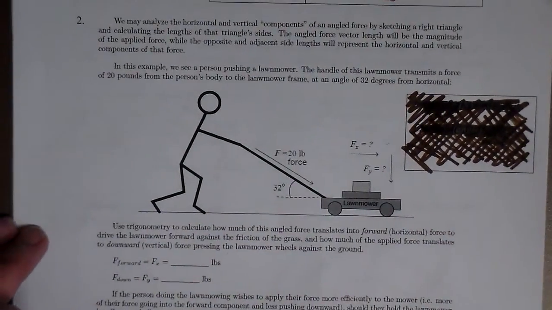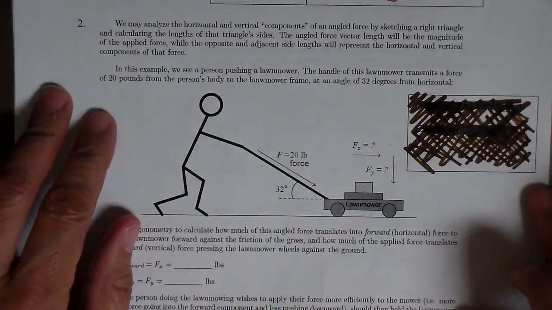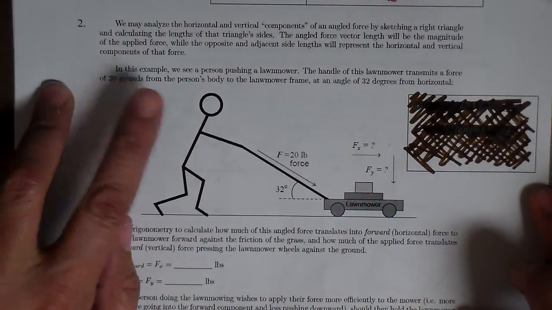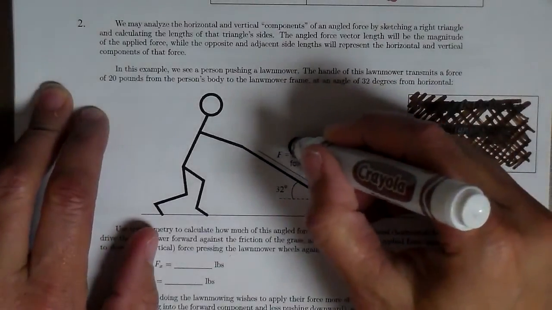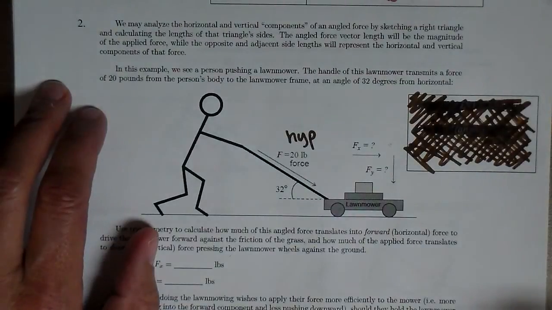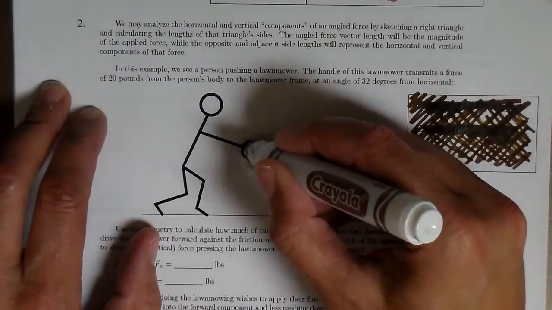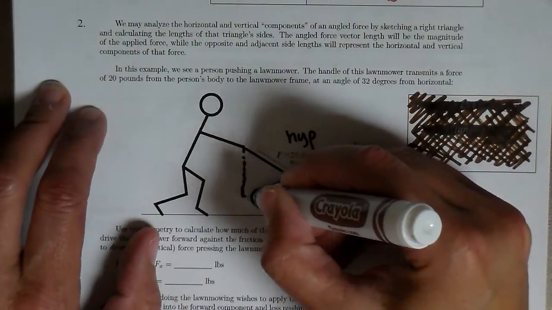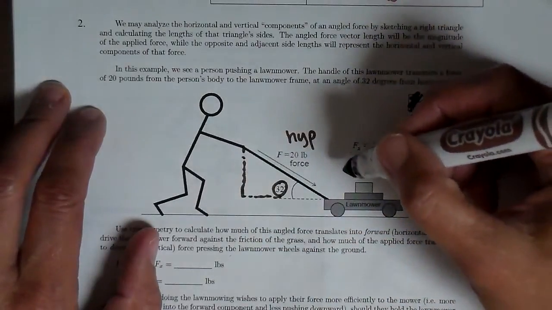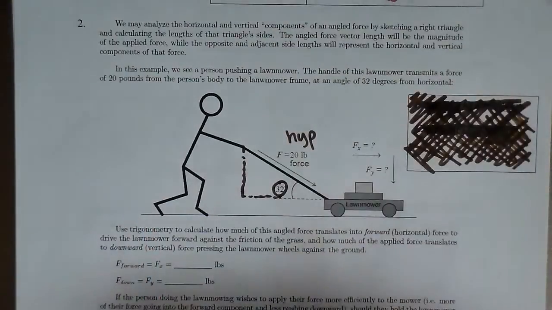It says we have a person pushing a lawnmower, and the handle of the lawnmower transmits a force of 20 pounds from the person's body. So this 20-pound force right here is actually the hypotenuse of our triangle. The lawnmower frame is at an angle of 32 degrees, so 32 is our angle. So we're going to create a right triangle here where the force this way is the hypotenuse, the 20, and then we have a force down and a force across.